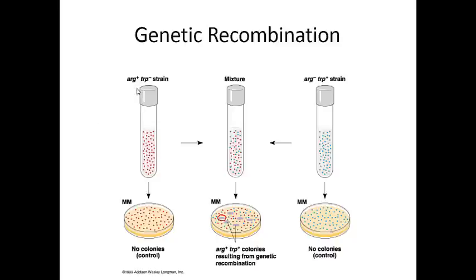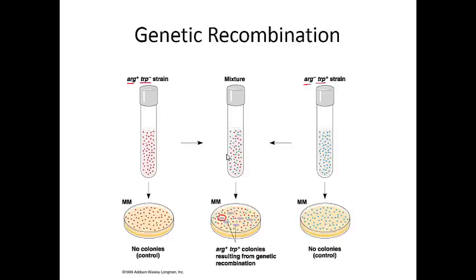Here we see one strain of bacteria grown on a petri dish. They contain the gene to create arginine, but they lack the gene to create tryptophan. When they lack the gene to create tryptophan, no colonies will form. Here you see another strain of bacteria. They have the gene for tryptophan, but they lack the gene for arginine. When they lack the gene for arginine, they also cannot reproduce and form colonies.